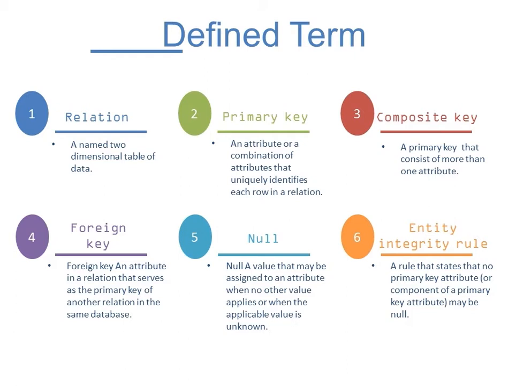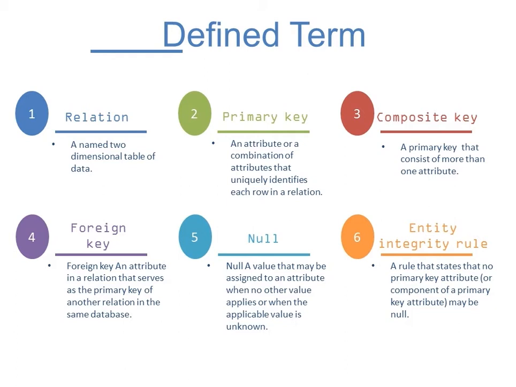And number 5, null. What is null? Null is a value that may be assigned to an attribute when no other value applies or when the applicable value is unknown. For example, it is not the same as a numeric 0 or a string of blanks. The inclusion of null in the relational model is somewhat controversial because it sometimes leads to anomalous results.